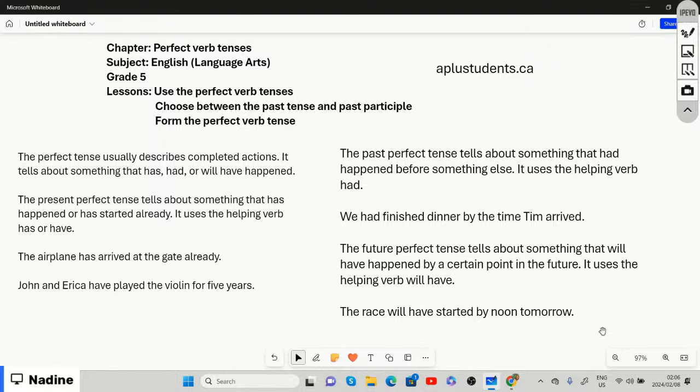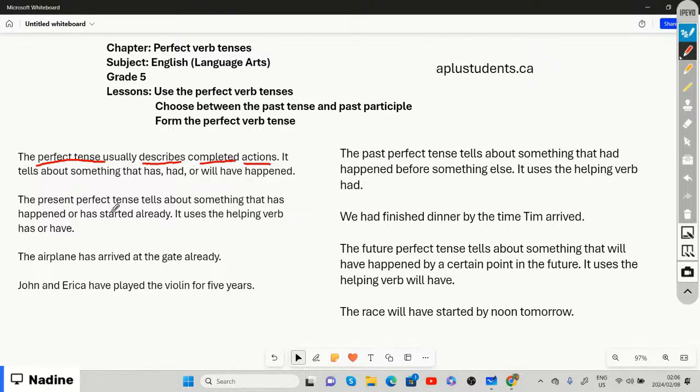So the perfect verb tense, once again, because that is our topic, usually describes completed action or actions, and it usually tells us about something that has happened, had happened, or will have happened.